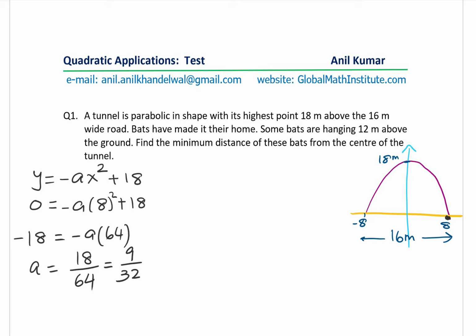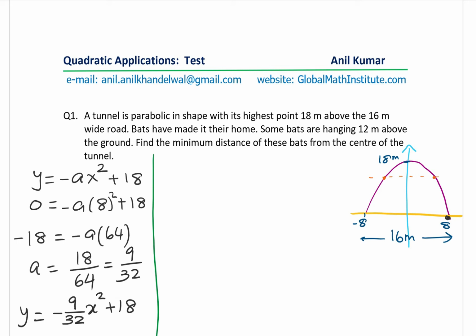So we can now write down the quadratic equation, which is y equals minus 9 over 32 x squared plus 18. So that is your quadratic equation. Now what do we need? What we are given here is that bats have made their home. Some bats are hanging 12 meters above the ground. So where should I position them? That's kind of critical. Let's say somewhere along this line, right? So we can say this is the position of the bats which we are talking about.